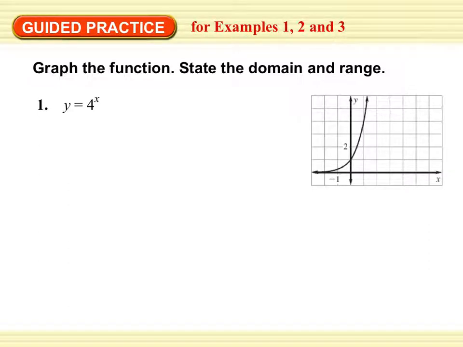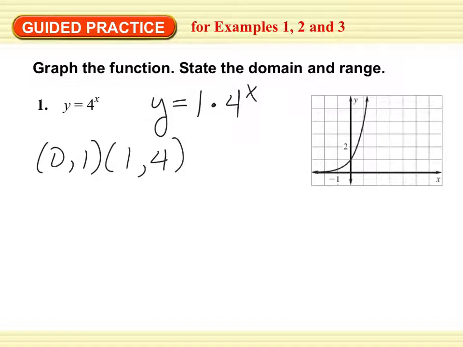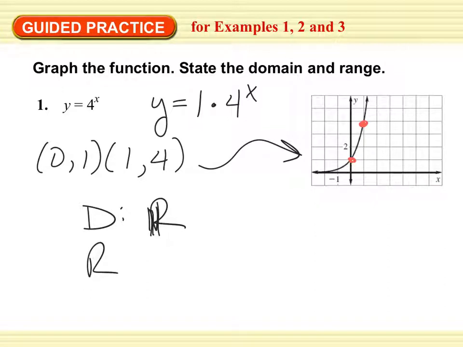Okay, guided practice. Graph the function, state the domain and range. Here, I'm going to plot a few points. This is y equals 1 times 4 to the x. So my points are going to be 0, 1 and 1, 4. I graph those 2 points, 0, 1 and 1, 1, 2, 3, 4, and then I graph. My domain is all real numbers, fancy R. My range is y is greater than 0.